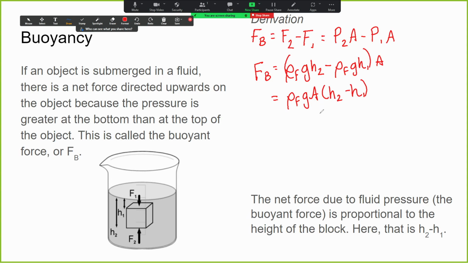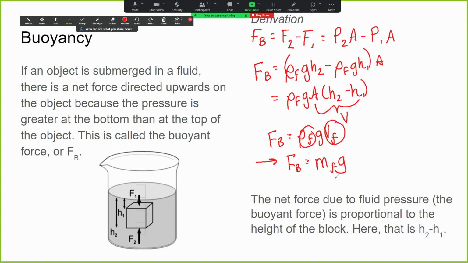Now, what's really important here, and a bit of a jump in terms of understanding, is that A times (h2 minus h1) is actually the volume of the displaced water. So I can write this as rho_f g V_f, where V_f, once again, is the volume of the displaced water. And remember, this is equal to the buoyant force. That means the buoyant force is just equal to the mass of the fluid times g, because density times volume is equal to mass.